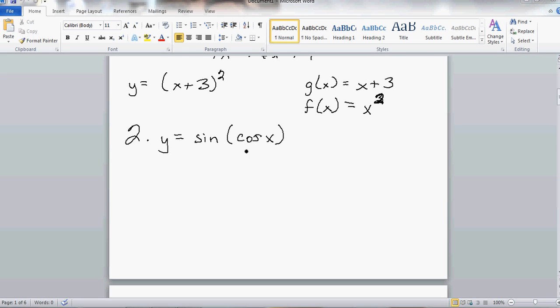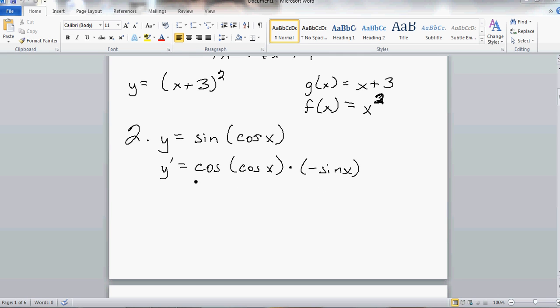Now it's really quite simple to see what the outside function is. The outside function is sine. The inside function is cosine. And so what we have to do is find the derivative of y. We're going to take the derivative of the outside. Well, the outside is sine of this. So we need to take the derivative of that, which would be the cosine of that, times the derivative of this. Well, the derivative of cosine of x is negative sine of x.